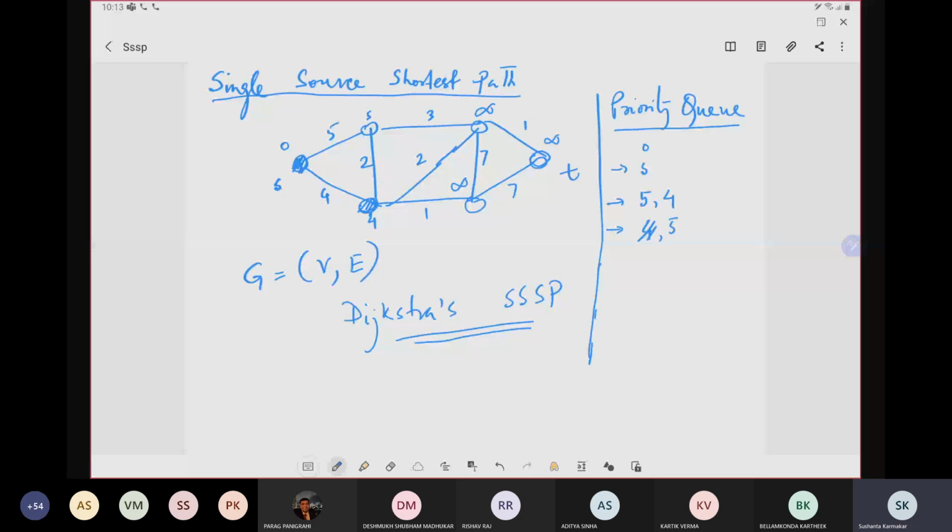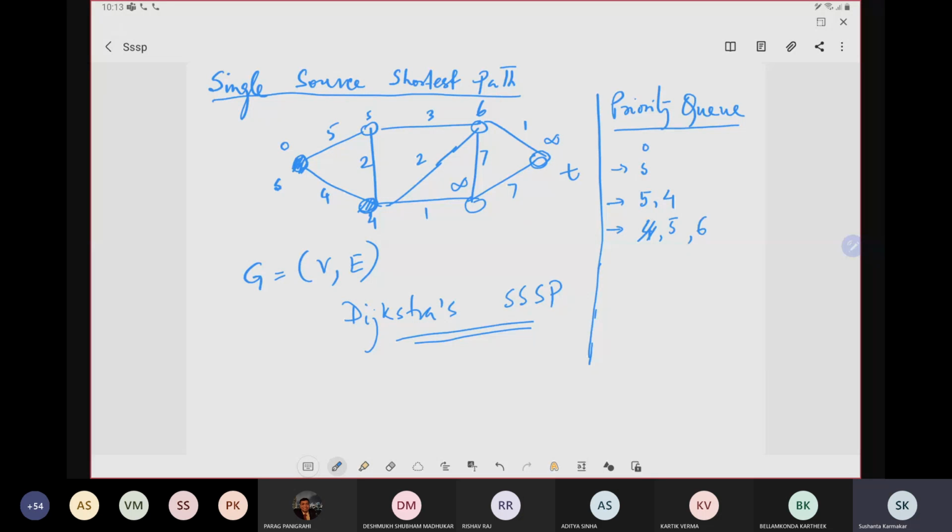Then what are the other connections? From this node, I am connected to this node and this node. Here the distances are infinity, so definitely I can change it. So this is 4, this is 2, 6. So I will change this to 6. And what I'll do, I'll put 6 in this priority queue.